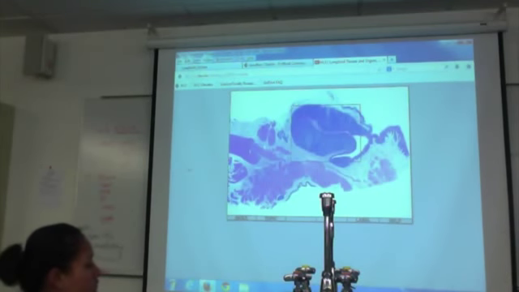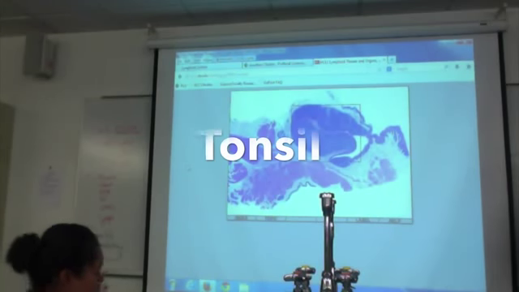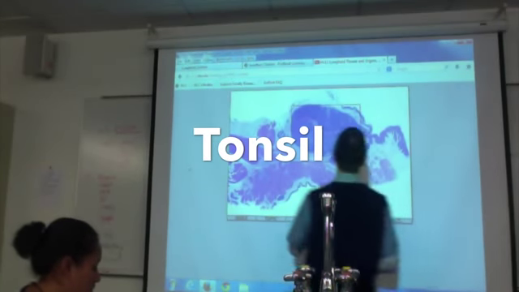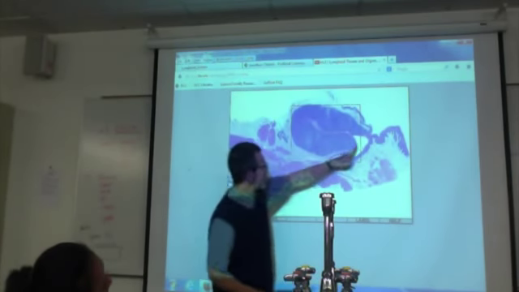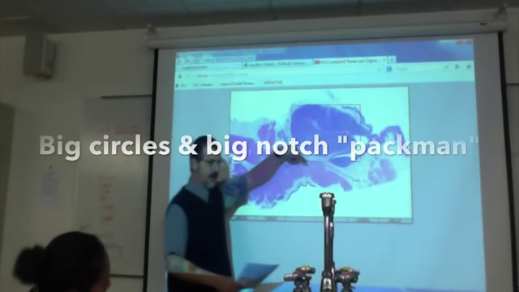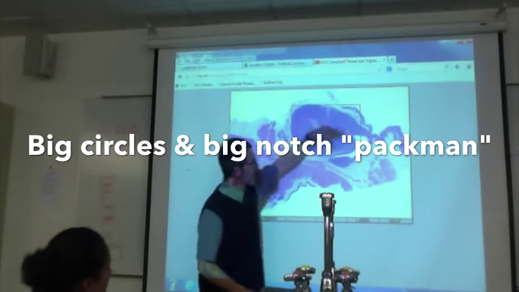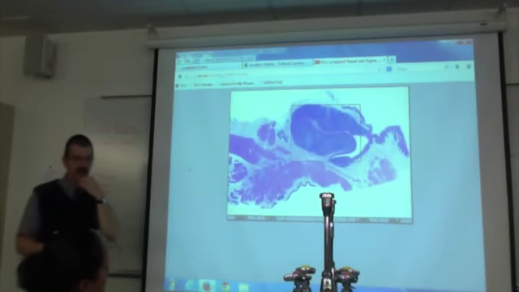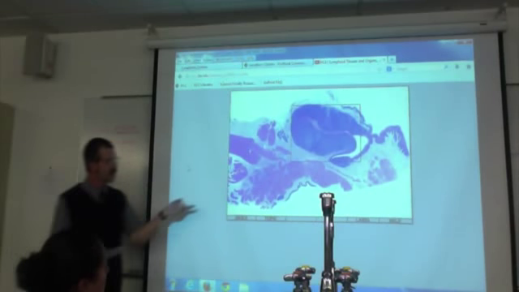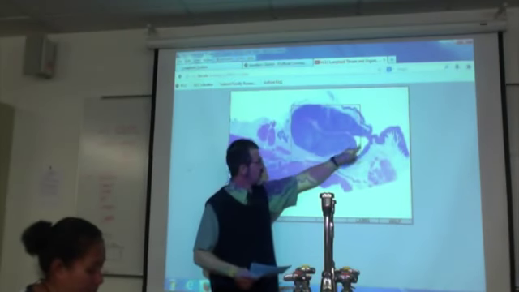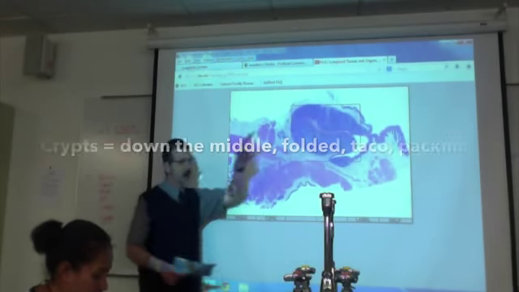What is that? That's a tonsil. Okay, let's look at how it looks. It looks exactly the same as everything else, right? Big circles. But what's different is you have this big notch or lip into it. It looks like Pacman. That's your clue that this is not a spleen or a lymph node or a thymus. That's a tonsil. Tonsils have a crypt, which is this empty space that goes kind of down the middle.